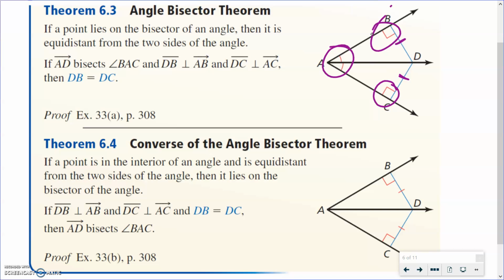Okay, and then also the converse. So if we know these two are equal, and we know these are perpendicular or right angles, then we can say it's the angle bisector and say that these two angles are congruent.